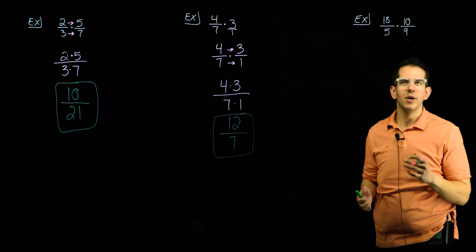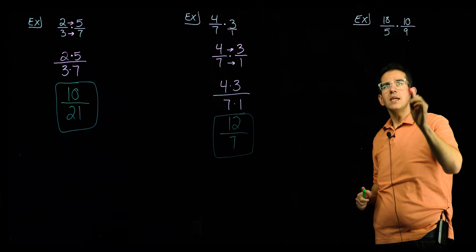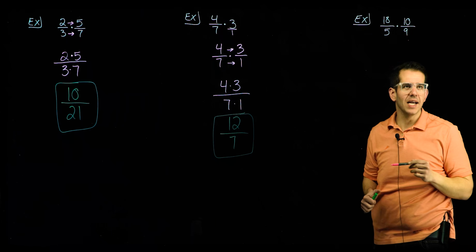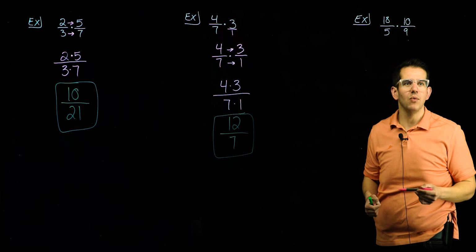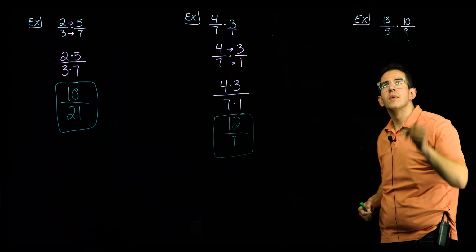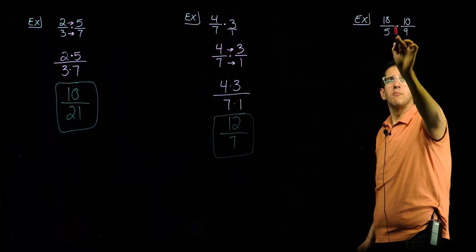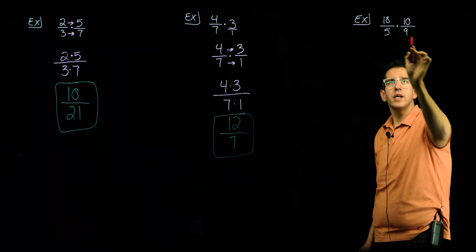Go ahead and take a moment, pause the video, and see if you can multiply 18/5 by 10/9 and simplify along the way. Okay, trying this together. Remember, we are multiplying, so we're going to multiply straight across.